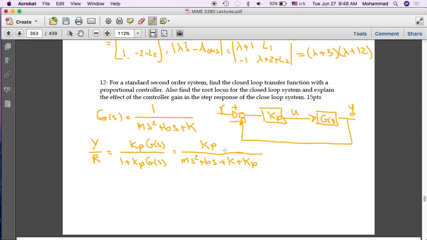And if you're trying to find the root locus, essentially you're trying to find what values of s will make the denominator go to 0. So s1 and 2 would be minus b plus minus square root of b squared minus 4 times (k plus Kp) times m, divided by 2m.